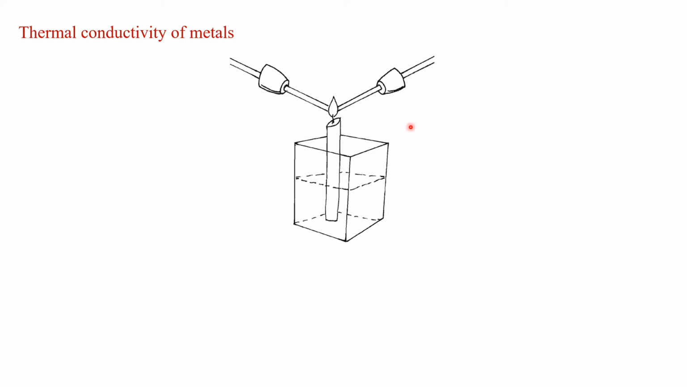Then the procedure will be, at first we have to insert the copper wire carefully through the cork. Okay, this is the cork, and the copper wire goes carefully through the cork so that the cork remains in the middle of the wire.